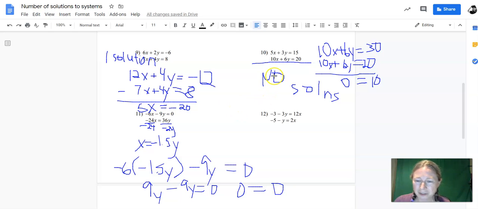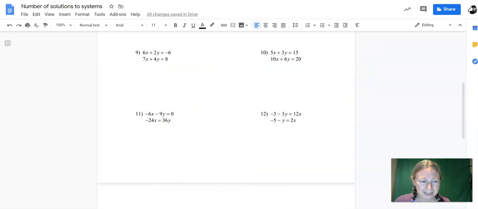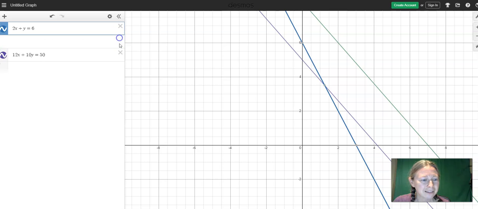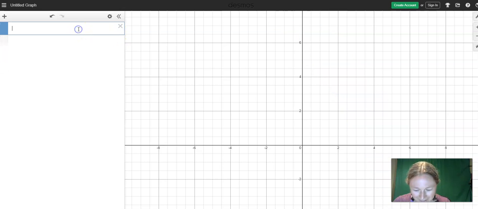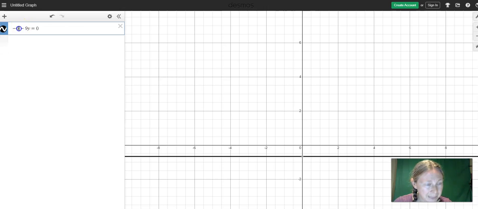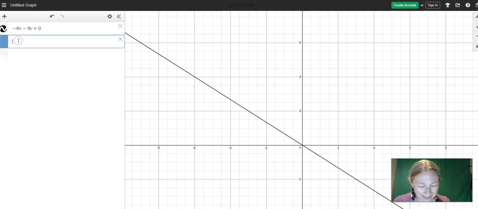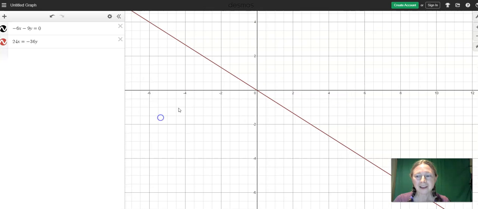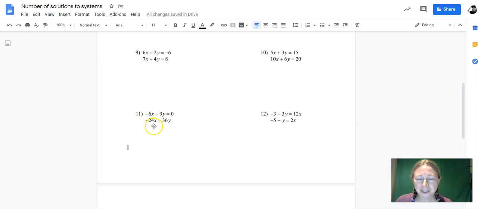And just to make sure of it, let's go back to Desmos and check it. So negative 6x minus 9y equals 0. Let me get rid of these and check it out. Okay, negative 6x minus 9y equals 0. And then the next one was 24x equals negative 36y. And yes, in fact, the red line perfectly overlaps the black line. Those two equations are the same line. So in this situation, problem number 11, there's an infinite number of solutions.